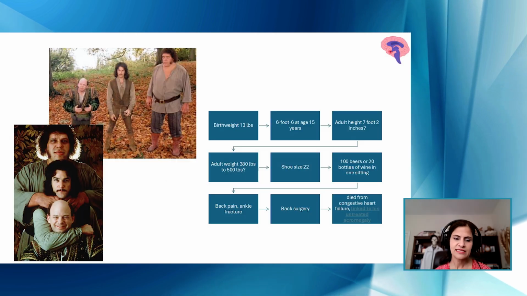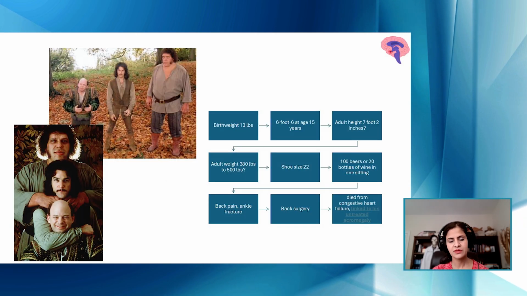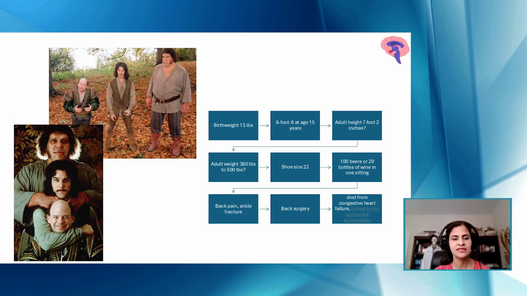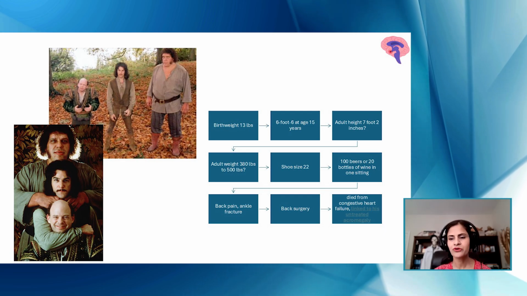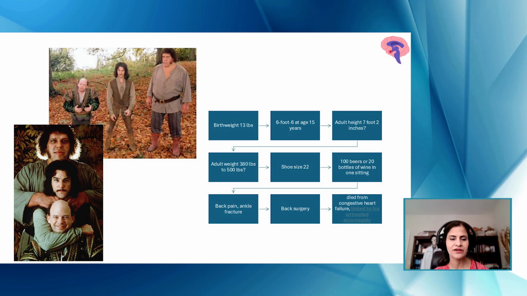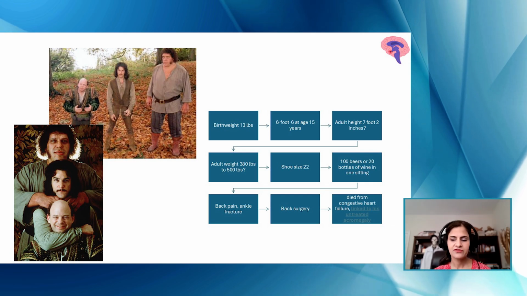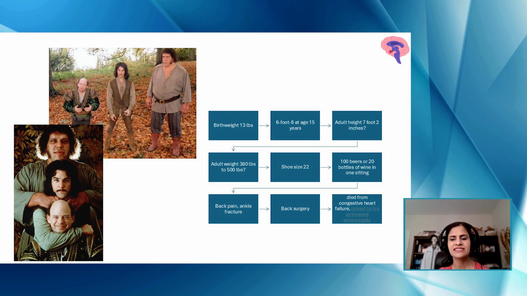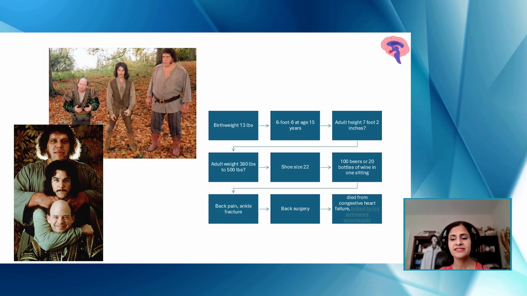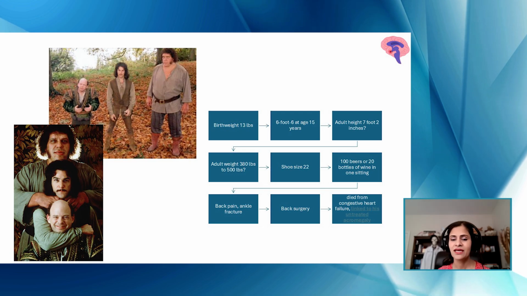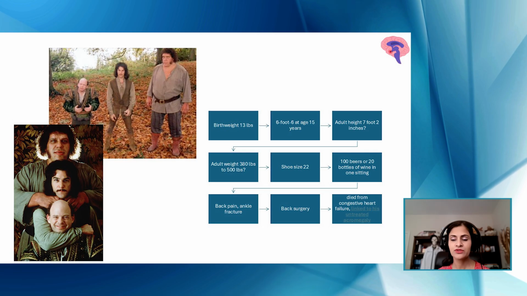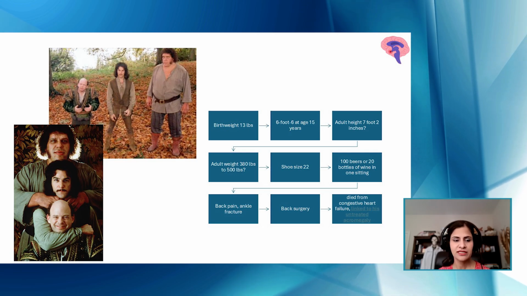So I wanted to show this slide of, you may be familiar with this celebrity, Andre the Giant. He was a very famous wrestler back in the 1980s, and he was purported to have a pituitary tumor causing acromegaly. And you can see here, very impressive, his birth weight was 13 pounds. He was 6'6" at age 15, and they think his adult height was over 7 feet. His adult weight was over 380 to 500 pounds. His shoe size was 22, and it's reported that he could drink 100 beers or 20 bottles of wine in one sitting.